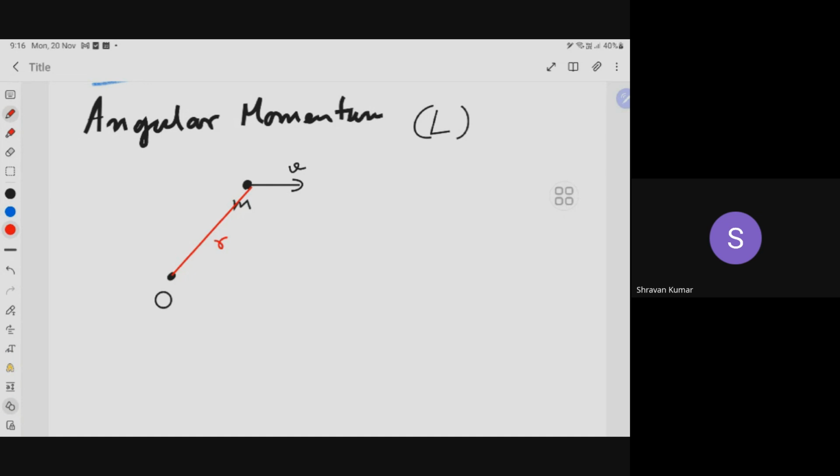Anyways, now what is the angular momentum? Anybody? Can you tell me what's the angular momentum? So angular momentum is, yeah, M, R cross V, guys.